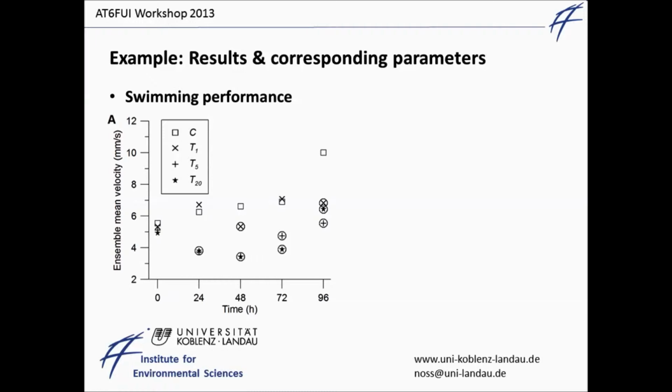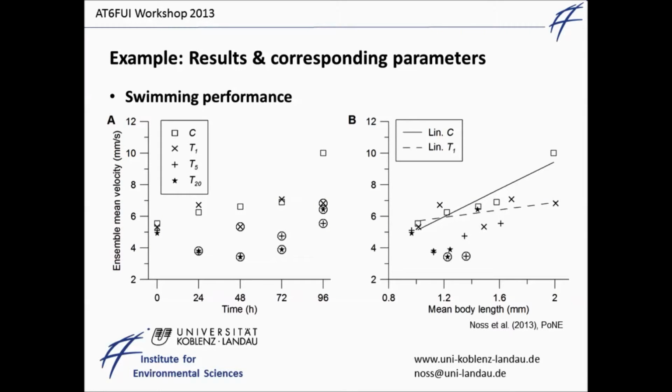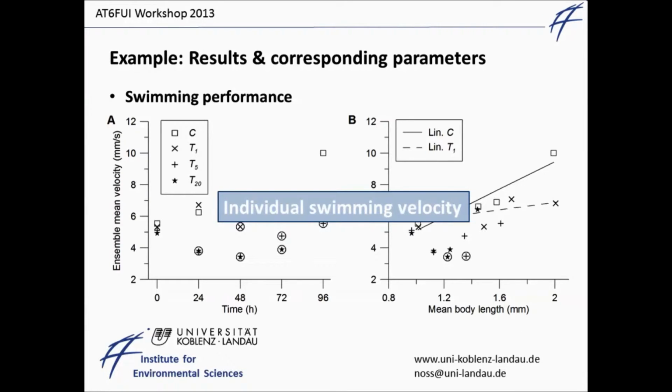A third difference had been noticed in the swimming performance, that means the mean swimming velocity. Although one can directly see that treated animals were slower, one might criticize that this could be a pure size effect because treated Daphnia were smaller. However, velocities were significantly slower even in size-corrected plots. This difference was obtained from the observation of the swimming velocity of individuals.